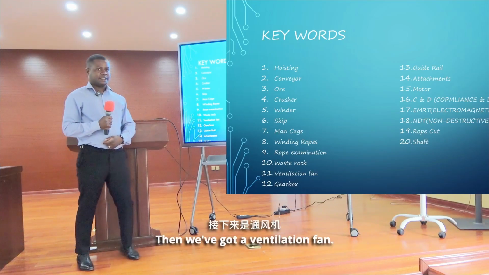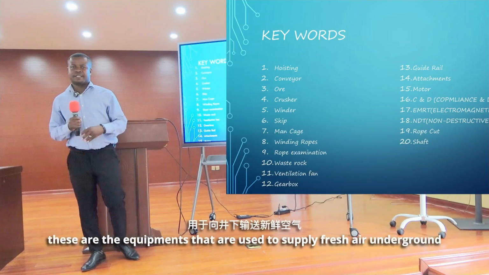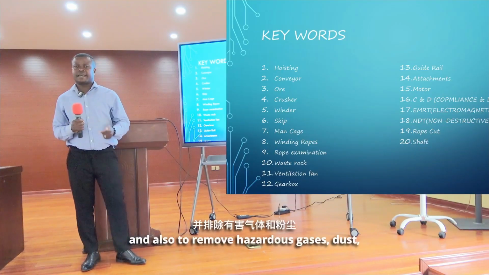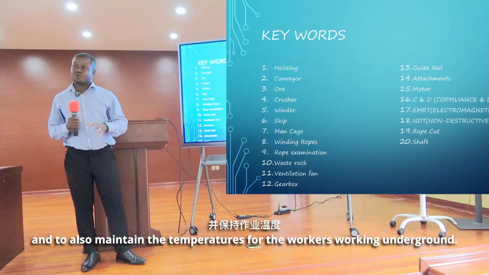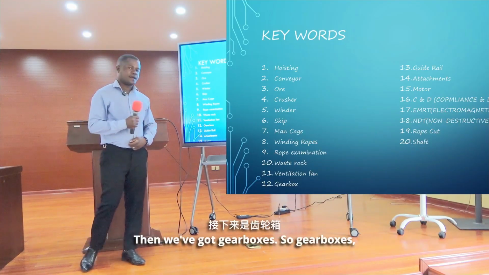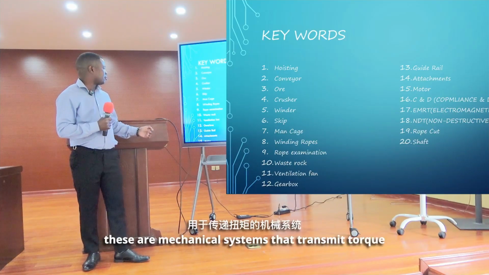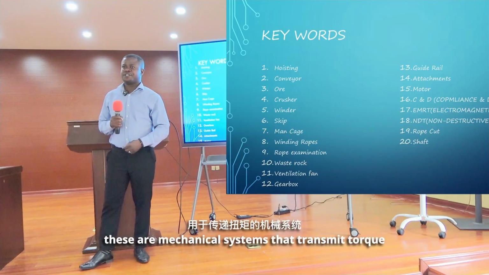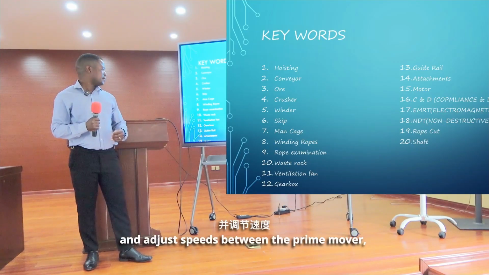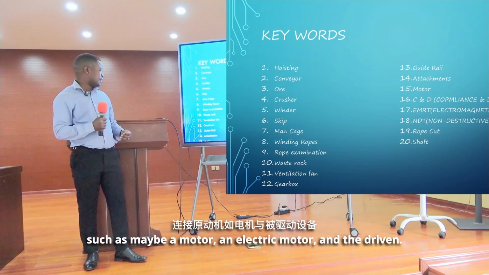Then we've got a ventilation fan. Ventilation fans in underground mining are equipment that is used to supply fresh air underground, remove hazardous gases and dust, and also maintain suitable temperatures for the workers working underground. Then we've got gearboxes. Gearboxes are mechanical systems that transmit torque and adjust speed between the prime mover, such as an electric motor, and the driven.